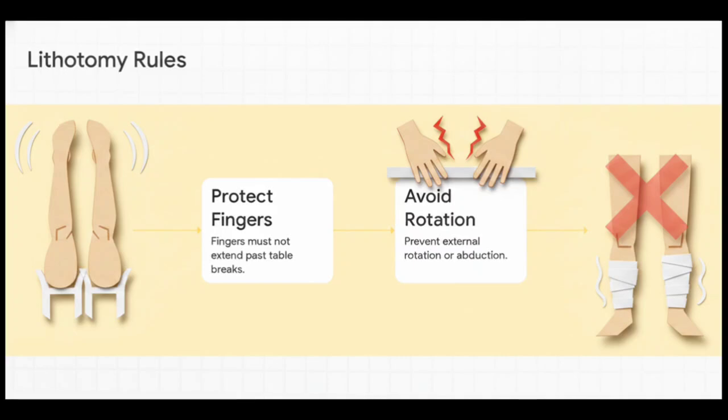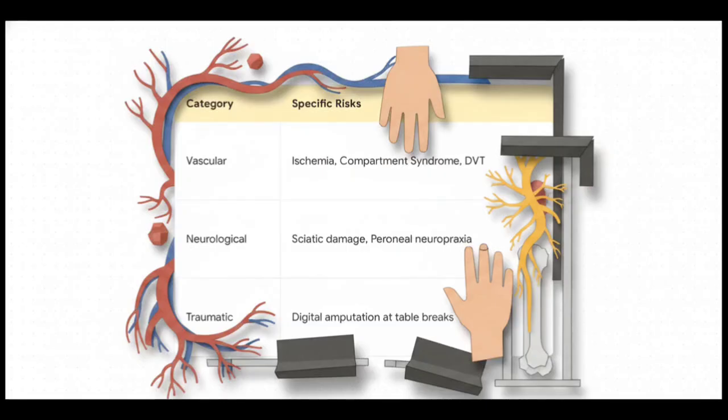Step 3, the legs should not be externally rotated or unduly abducted. And Step 4, because these cases can be pretty long, sequential compression devices are highly recommended to prevent venous stasis. The big thing to remember with lithotomy is that the risks are deeply tied to how long the procedure takes. In the vascular category, long procedures can lead to venous and arterial insufficiency. That causes limb ischemia, compartment syndrome, and massively increases the risk of deep vein thrombosis, or DVT.